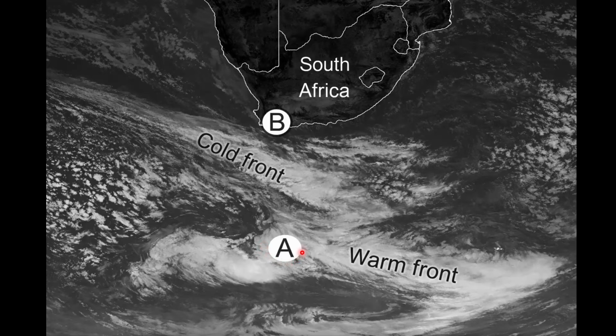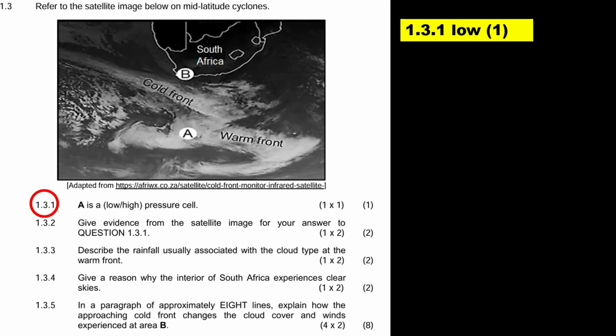Question 1.3.1. Is A a low or high pressure? Let us focus on point A. In a mid-latitude cyclone, the center is always a low pressure. Air rises. Rising air causes clouds and rain. At point A, we see thick cloud cover. We see fronts attached. This tells us that the air is rising. So the answer is low pressure. You must not explain anything when the question says choose one.